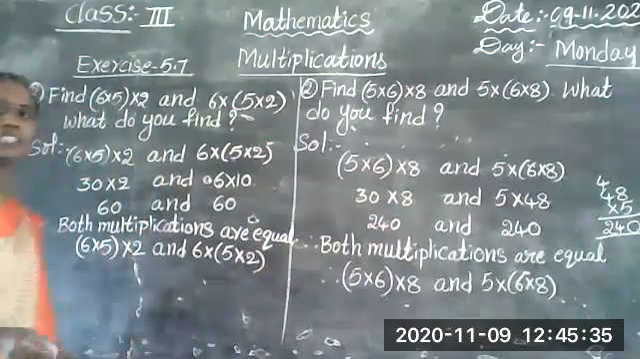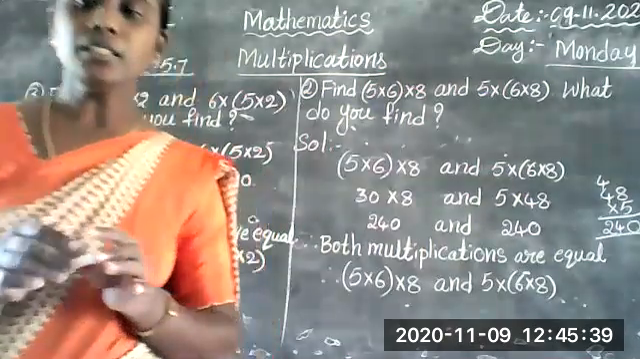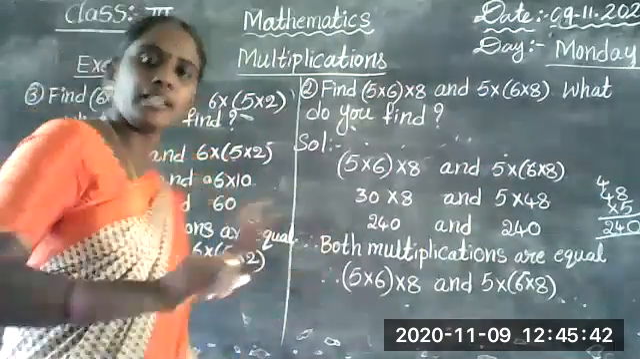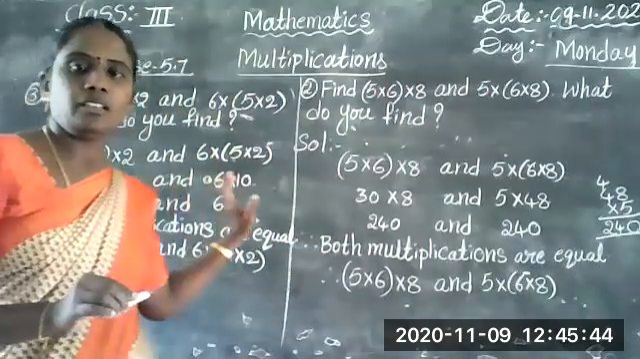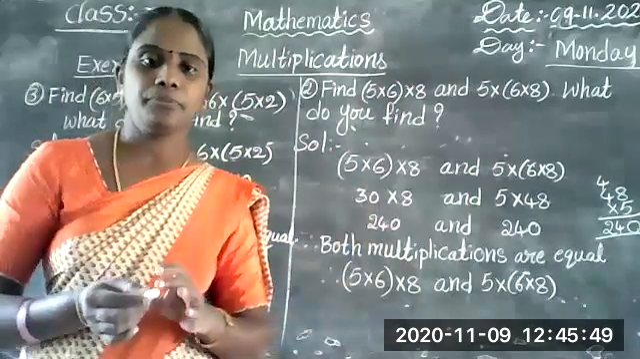Okay? Shall I explain one more? In this bit, in the first bit, 5 problems are there. I already said 3 problems. If you want one more problem also, I will say. Shall I say, children?